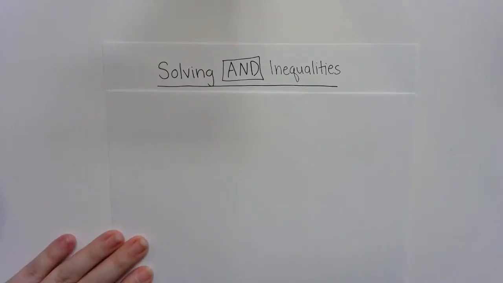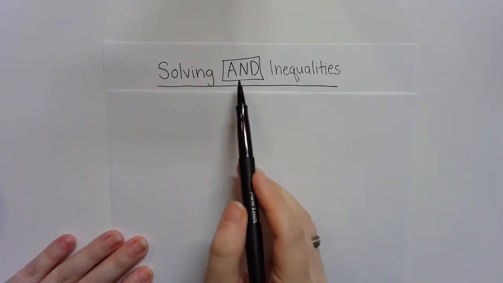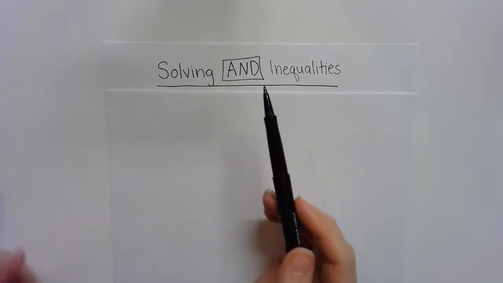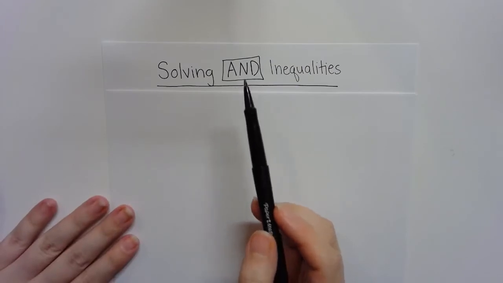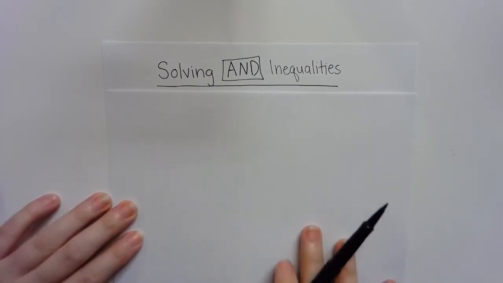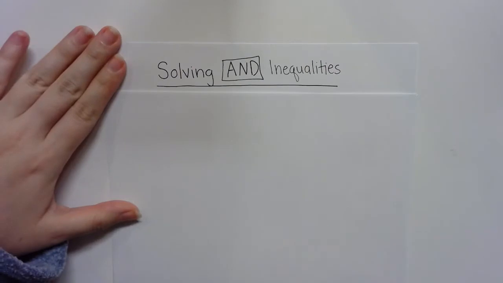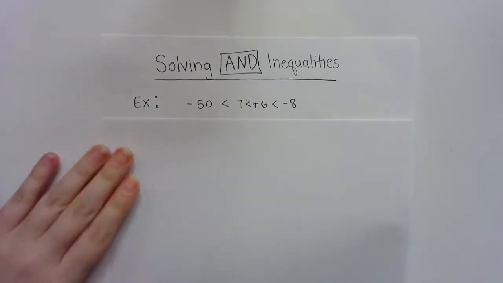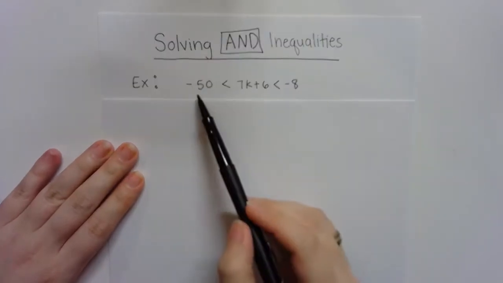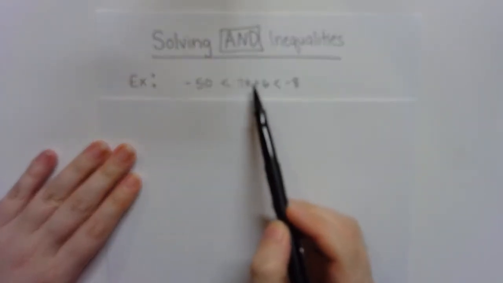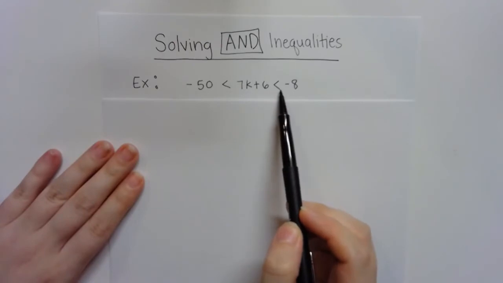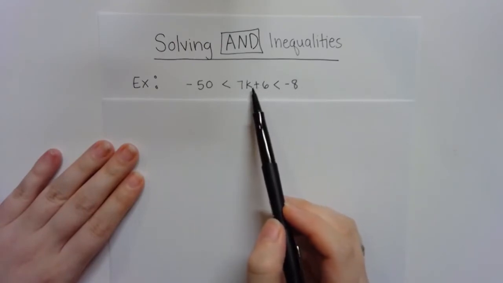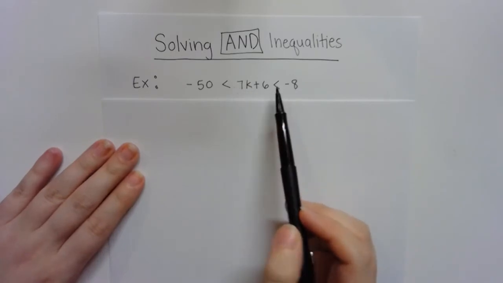Alright, now I want to talk about solving "and" inequalities. So remember, "and" inequalities are the ones where both inequalities have to be true in order to make that number a solution to the inequality. An example of that again, that we would need to solve would be negative 50 is less than 7k plus 6 is less than negative 8. So we want to know for what value of k will this be a true statement.